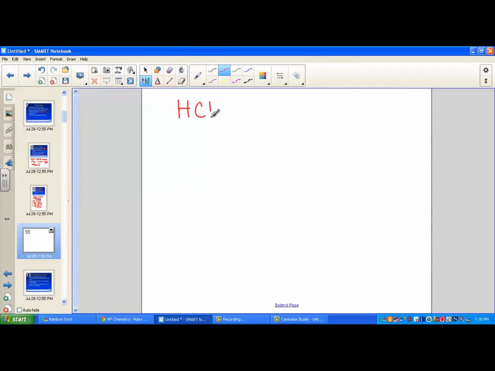To write the dissociation for hydrochloric acid, hydrochloric acid 100% dissociates, so we're going to have all of the product lie to the right of our arrow. 100% pushes right to H plus and Cl negative. This represents a strong acid.